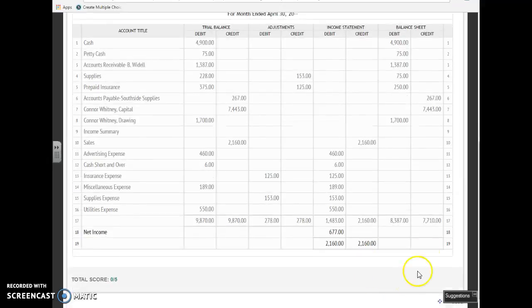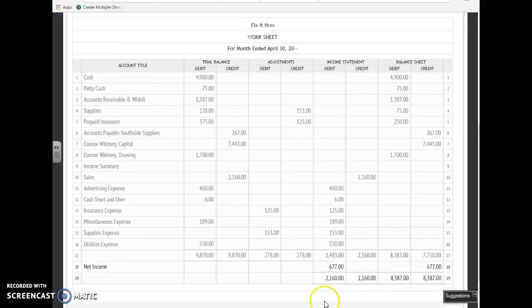I'm going to do the same for my balance sheet. I'm going to take my larger number, $83.87, subtract $77.10. The difference is $6.77. Obviously the same number. You're looking for this to be the same number difference here. Add these two, $83.87, $83.87. Done. You have completed your worksheet. You have been able to tell whether you have a net income or a net loss.